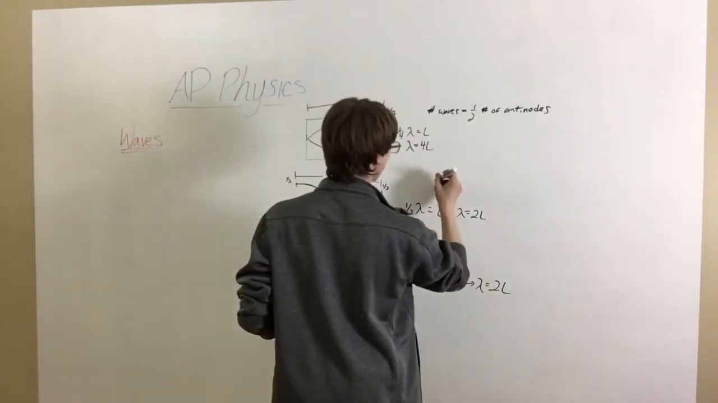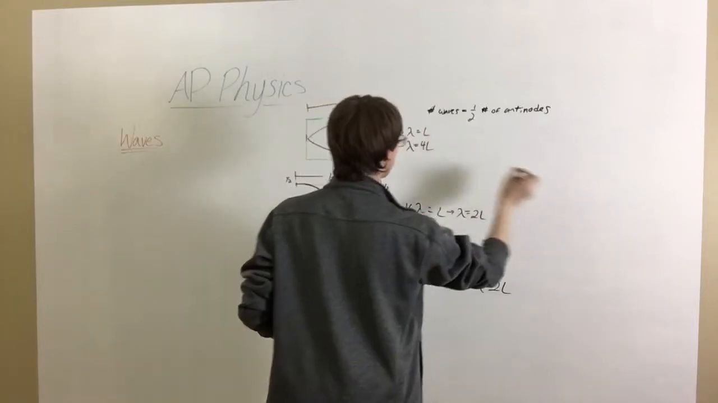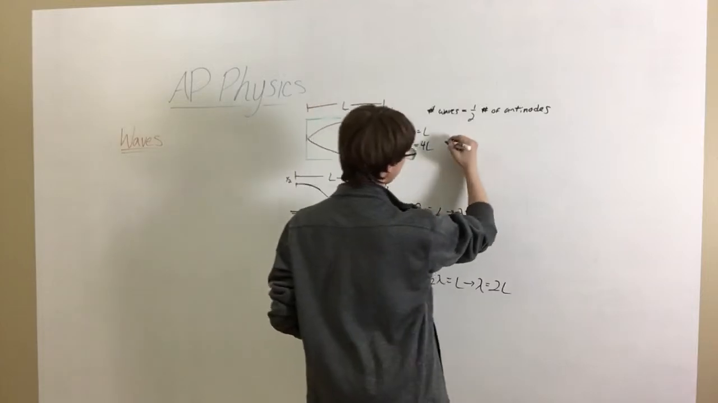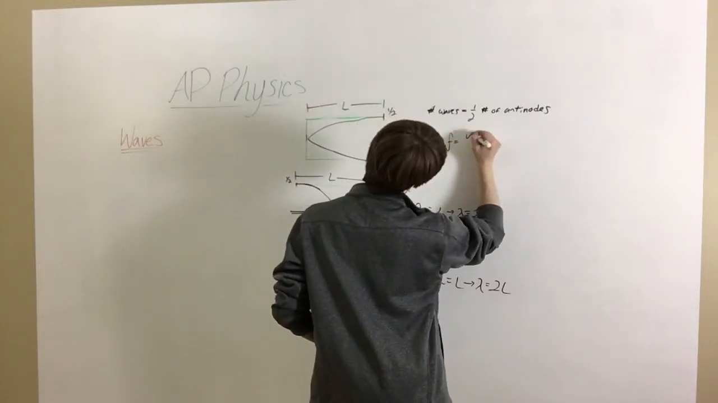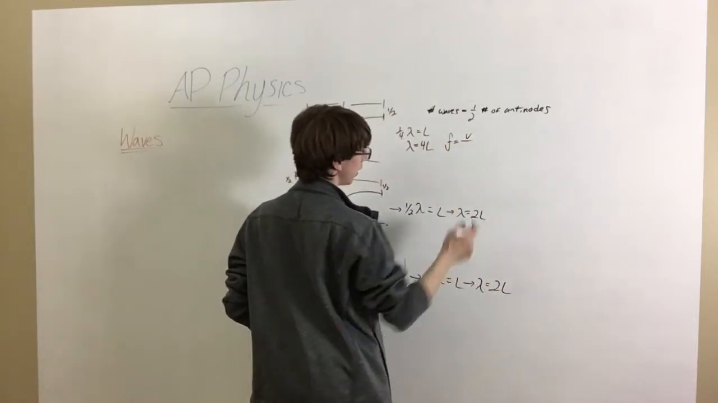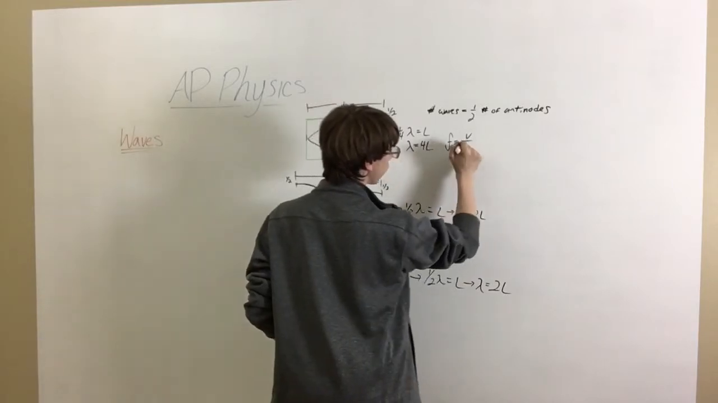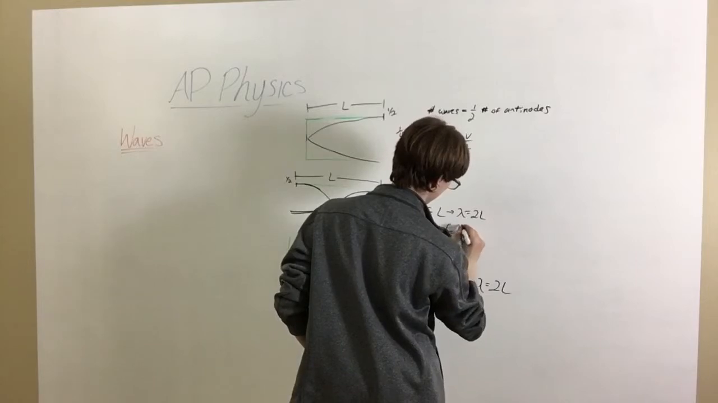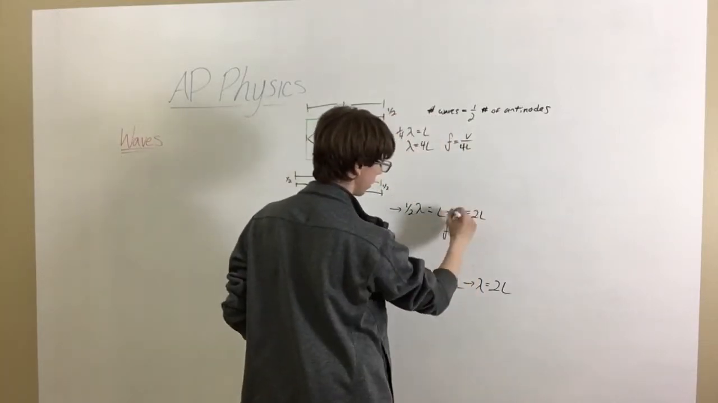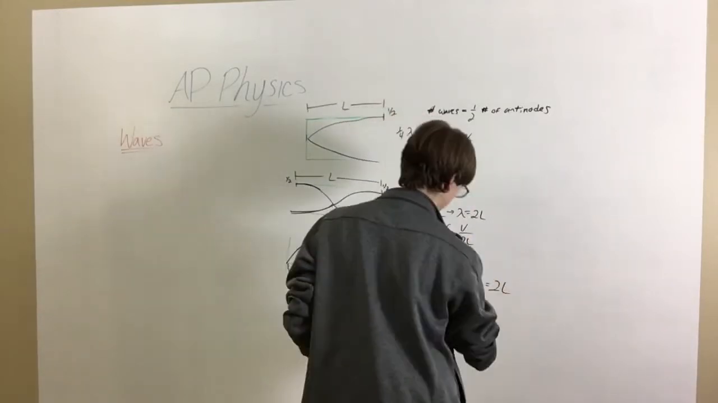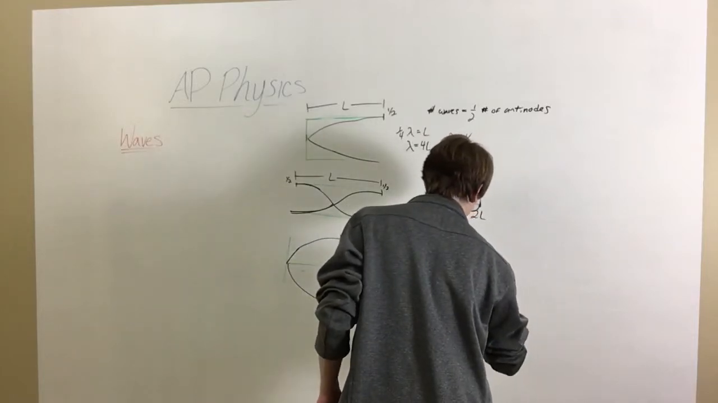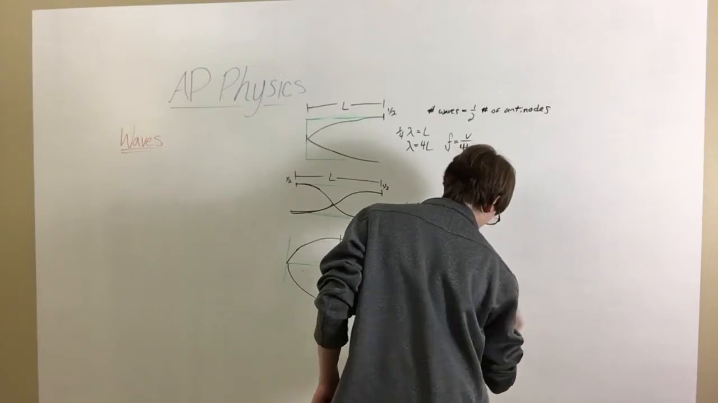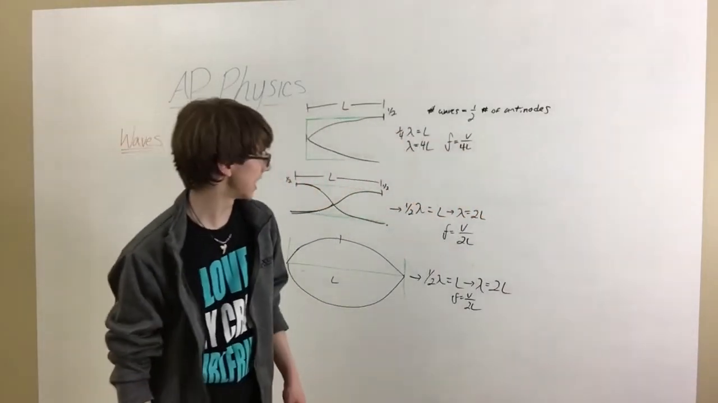So what is the frequency? Well, this wave has some velocity, right? And what's the wavelength? It's 4L, all right? And here, the frequency is equal to the velocity over what is the wavelength? 2L. And here, our frequency is equal to the velocity over, what's the wavelength? 2L. Okay?